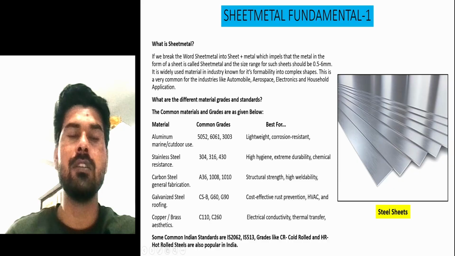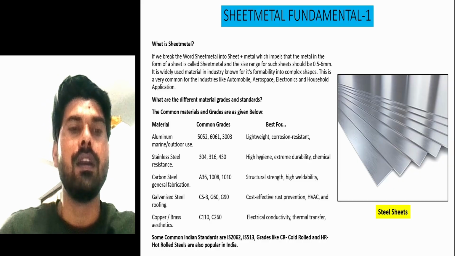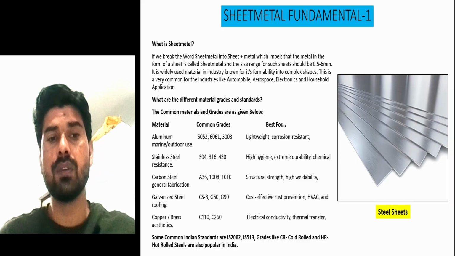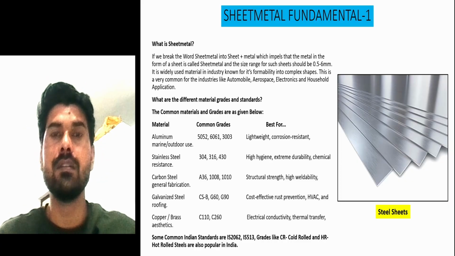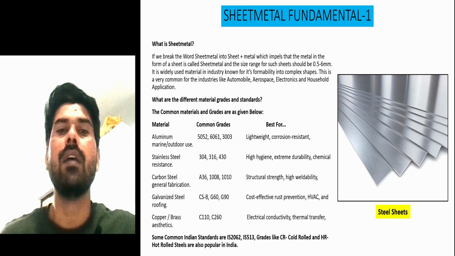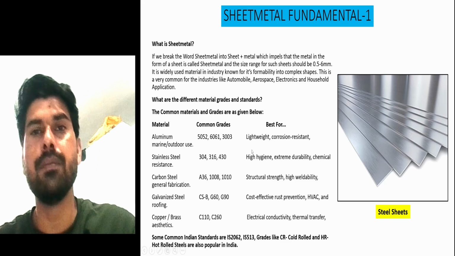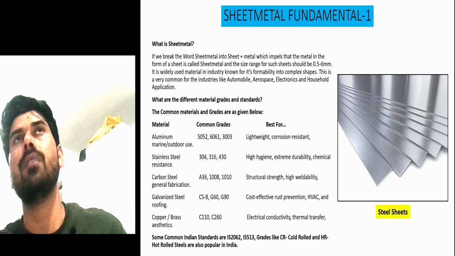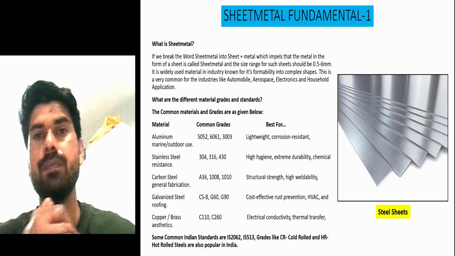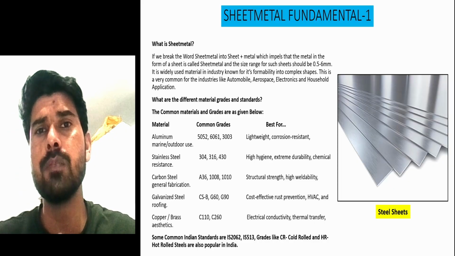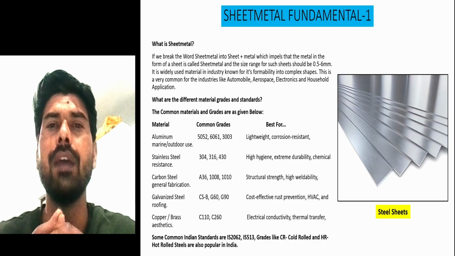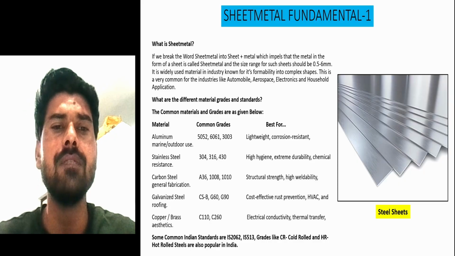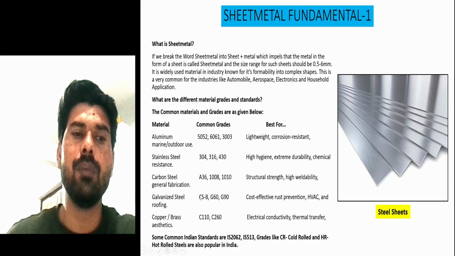For example, if we discuss aluminium, it comes under the common grades like 5052, 6061, which are very common grades in the Indian industry. And this material is very good for lightweight and corrosion resistant applications. For example, if we require some mountings that are exposed to a corrosive environment, and they require both corrosion resistance as well as strength, then we can use a material like aluminium.